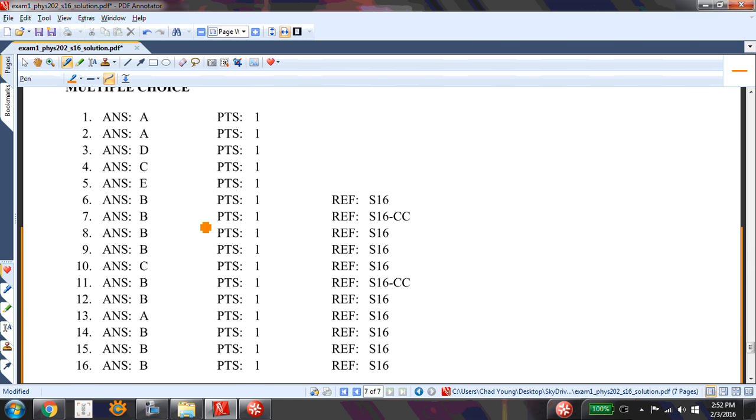Yep, there's the multiple choice answers. The score breakdown was there were 60 points in the free response, 30 points in the multiple choice, and then of course you had that derivation, which is worth 10 points.